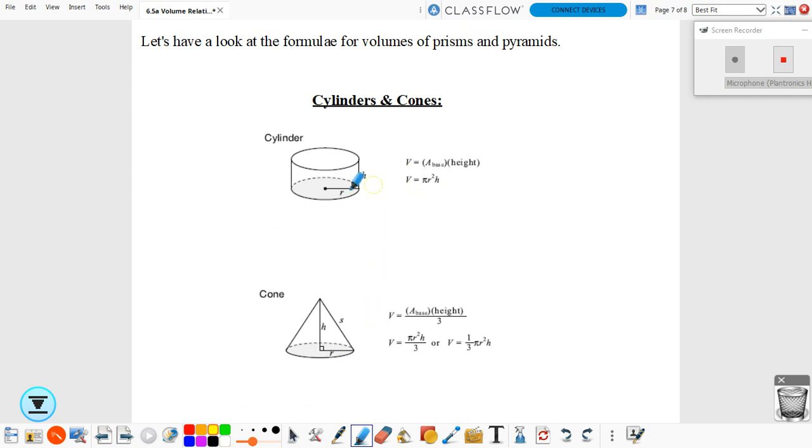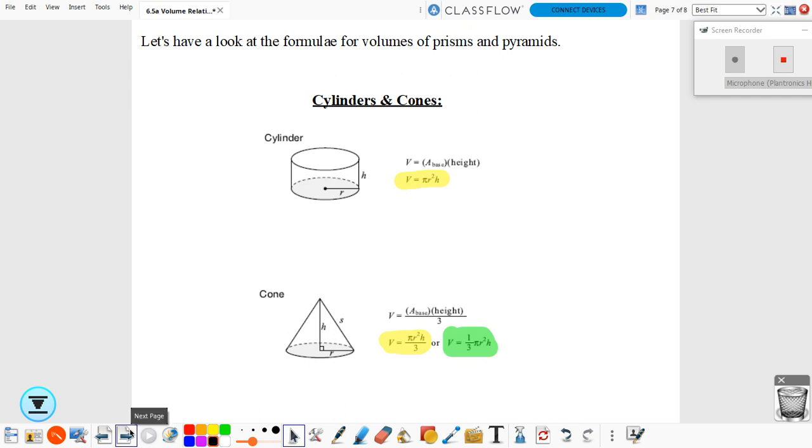So we look at the cylinder, okay? Its volume equals pi r squared times height. Great. Then you look at the volume of a cone, and its volume equals pi r squared times height divided by 3. Interesting. Or you could say 1/3 of pi r squared times height, which is the same thing as dividing by 3, just like we talked about before. So, really simply put, that is the relationship between pyramids and prisms that have the same base area and height.